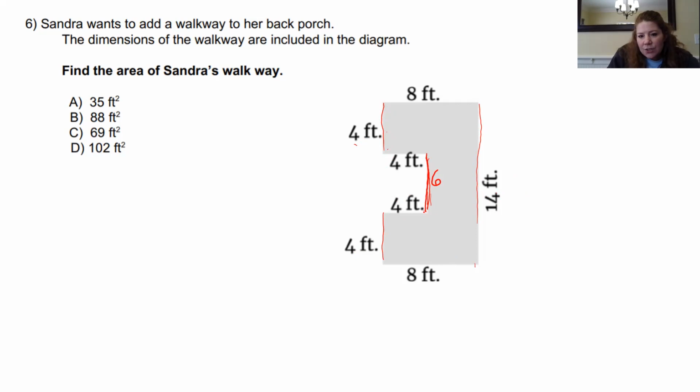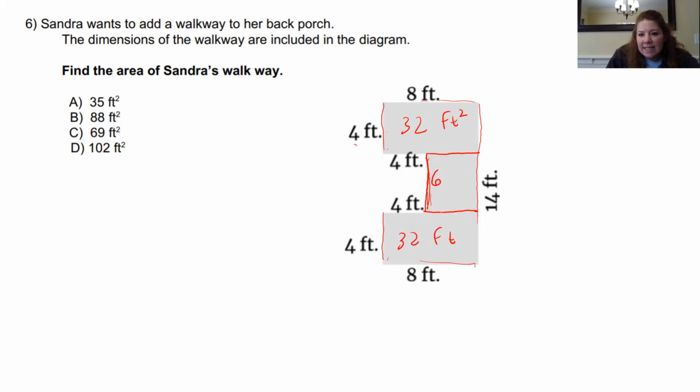So now we can turn this thing into 3 rectangles, right? Or you could have done it the other way. You could do it this way as well. It doesn't matter. So this top rectangle has dimensions of 8 times 4. 8 feet times 4 feet is 32 feet squared. And the bottom one is the same.